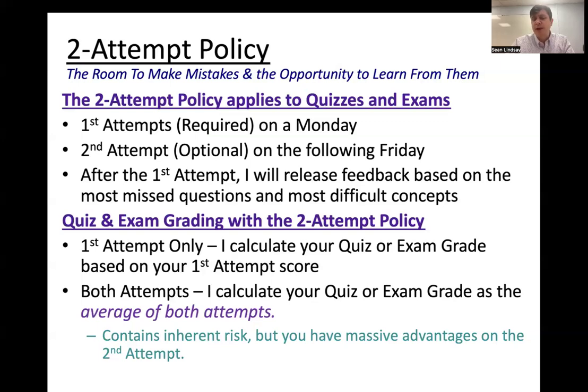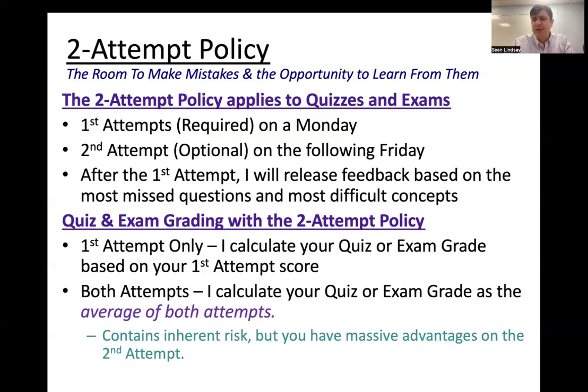So the way that the grading works with this 2-attempt policy, that first attempt is absolutely necessary. You have to take it. If you're happy with your score, so if it comes out to be like an A, or if you're happy with a B, or even if you're happy with a C, no matter what the score is, if you're happy with it, you do not have to take the second attempt. I will calculate your quiz or exam grade related to that quiz or exam using only your first attempt score.